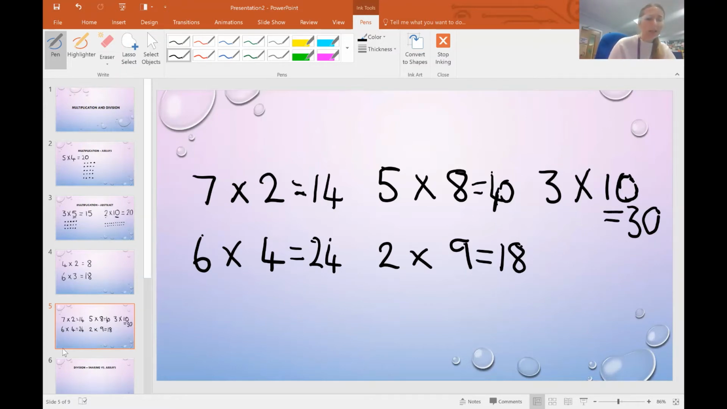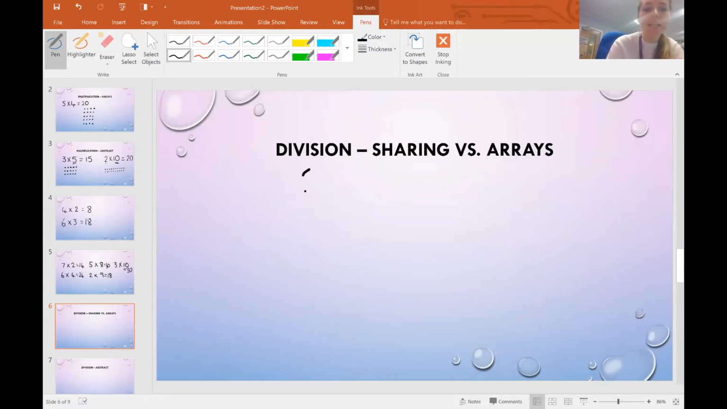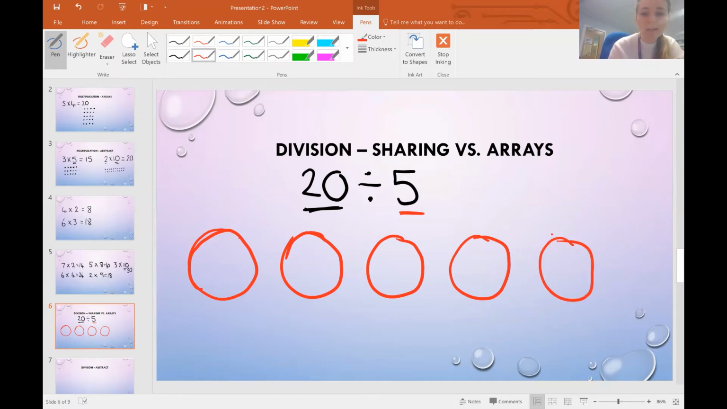Okay, so now let's have a look at our division. So there's 2 ways of working out division. We can do that through sharing or through drawing an array. So let's have a look at 20 divided by 5. If I'm dividing something, I'm sharing the number, I'm sharing 20 equally between 5 groups. So here's my 5 groups, or my 5 plates, let's say. So I've got 5 plates and I've got 20 cakes that I need to share out equally between those plates.